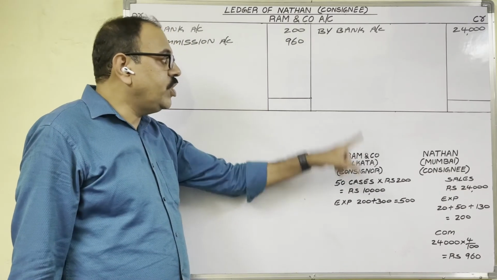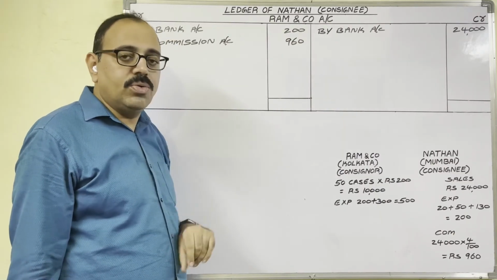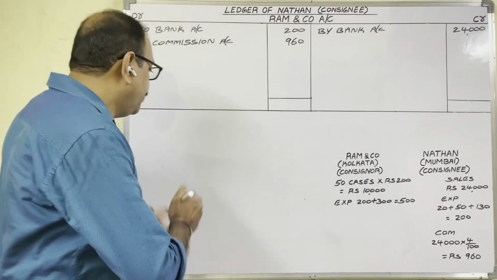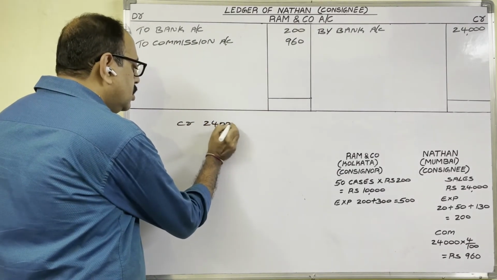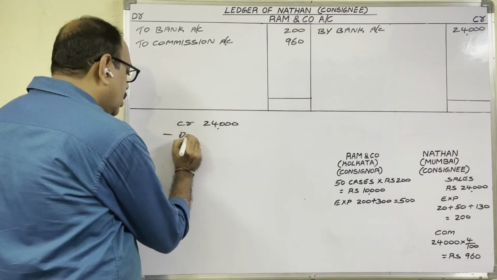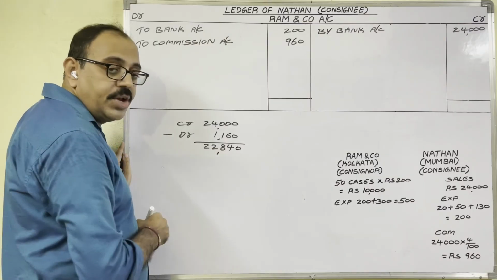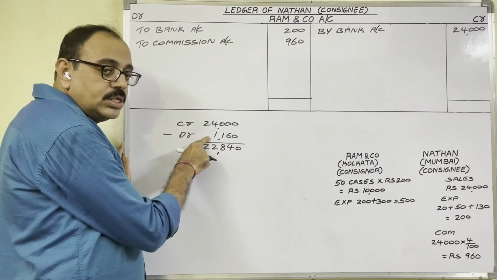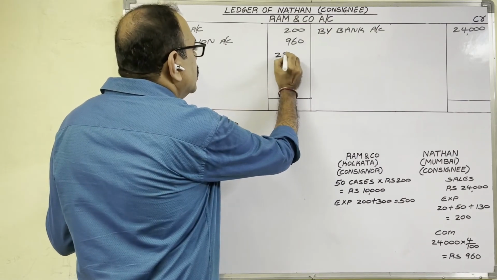All transactions we have posted in the consignor's account. Finally, we have to balance this account. The credit side total is more now. Credit total minus debit total, the difference is 22,840. The debit side total is less. So on the debit side, write down this answer, 22,840.